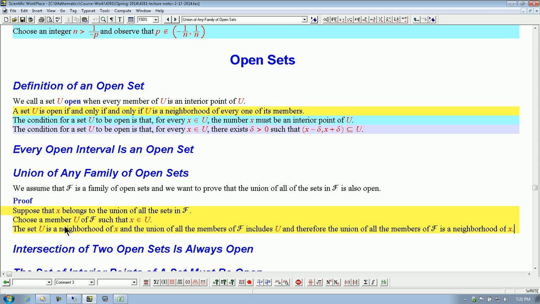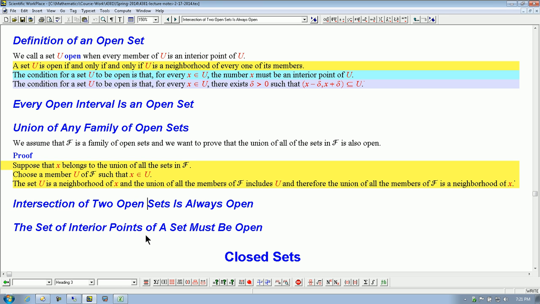Yes? And when something exists, you say, choose. Choose a member of the family to which X belongs. See? Well, this set is a neighborhood of X because it's open and X belongs to it. And the union of all the sets in the family includes U. It's the union of U and some others. You see? And therefore, we've just proved that every number in the union is an interior point of that union. There it is. Okay?